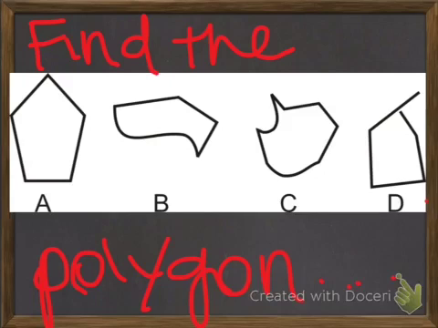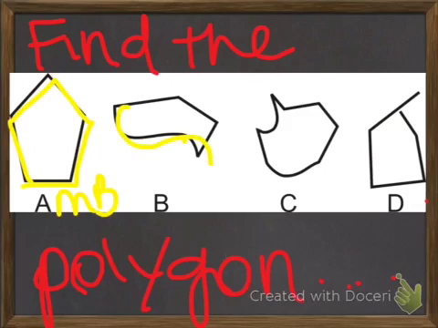Ready? Let's check it. First one, polygon. It has straight sides and it's closed. Is it a polygon? Maybe. Letter B, is it a polygon? No, because it has this curve. Look. This curve ruins it, so it's not a polygon.